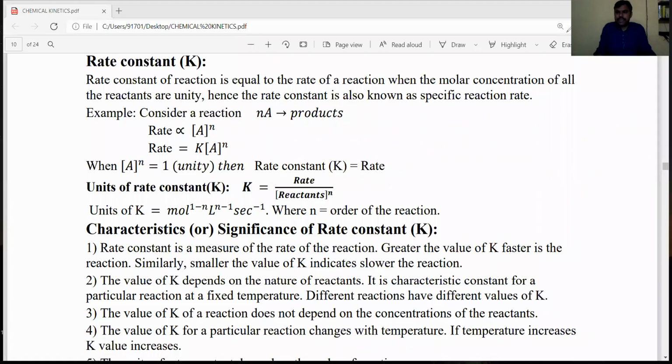Hi dear students, in the last class we discussed the rate law, or rate equation, or rate expression. In today's class we'll discuss the rate constant: what is the rate constant, and the units for the rate constant, dear students. Let's see what the rate constant is.